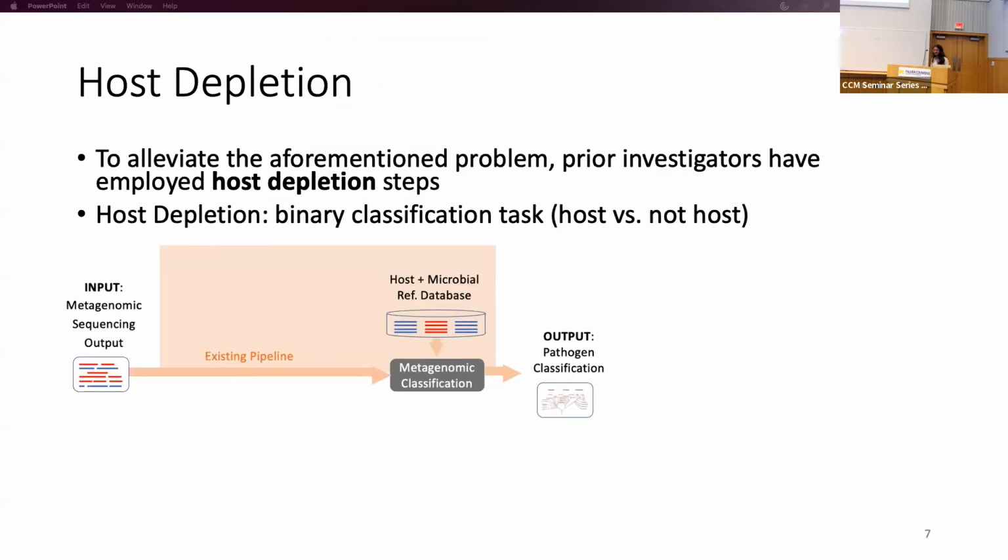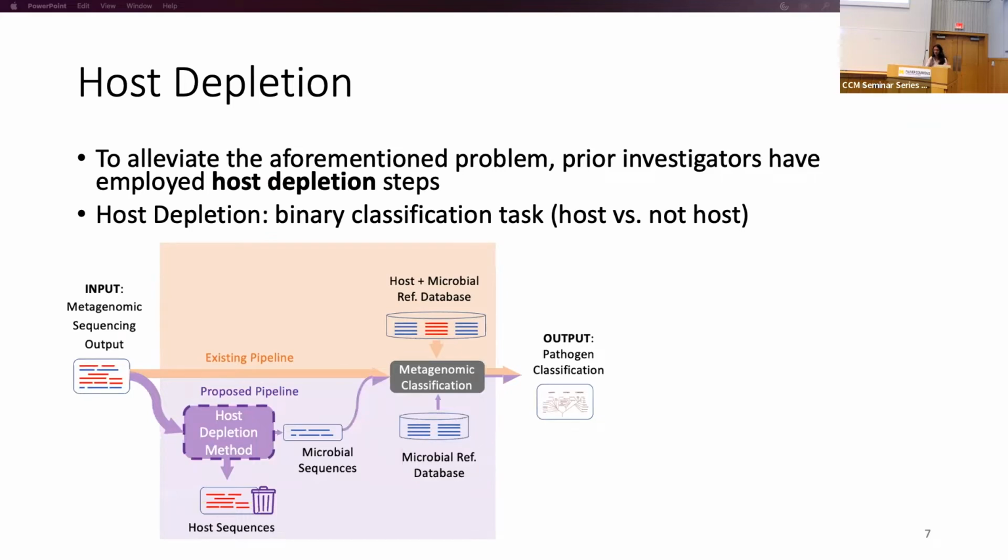To alleviate the aforementioned problem, prior investigators have employed host depletion steps. Host depletion is a binary classification task of determining whether a DNA sequence is from a host or not. So in order to use host depletion, instead of this typical pipeline where you have your DNA, you input it into a metagenomic classification method, which will use a database with both host and microbial data to perform the pathogen classification, you can employ a host depletion method before that metagenomic classification method that'll remove the host sequences, inputting the microbial sequences only into the metagenomic classification method. As you can see here, the database that that method will need is a little bit more lightweight because you don't have to store those host genomes anymore.